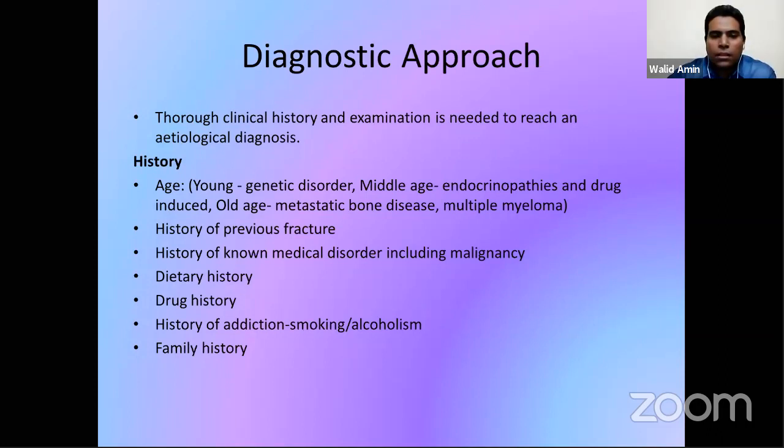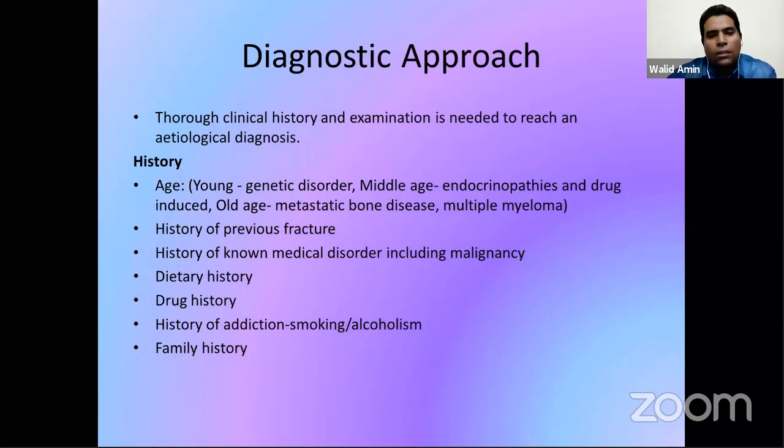The history should include the age, the history of previous fracture, the history of known medical disorder, and of course, the history of malignancy. Also, we need to know the dietary history, the drug history, history of addiction or smoking or alcohol intake, and also family history of disease that can cause pathological fracture.